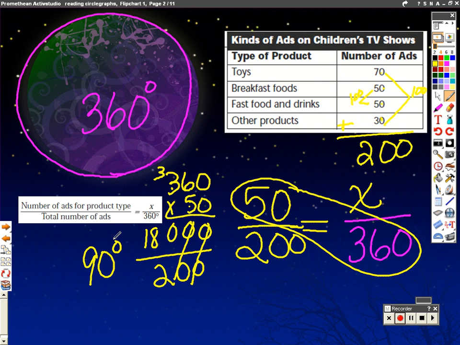You could have also done 50 over 200 reduces to the fraction 1/4, and 1/4 of 360, or 1/4 of a circle, is 90 degrees. I hope this helped. Good luck with this.